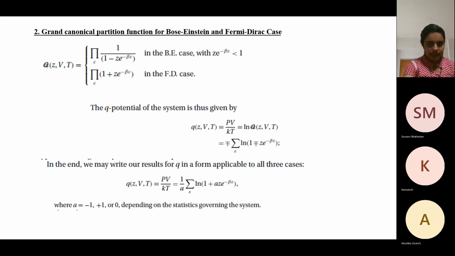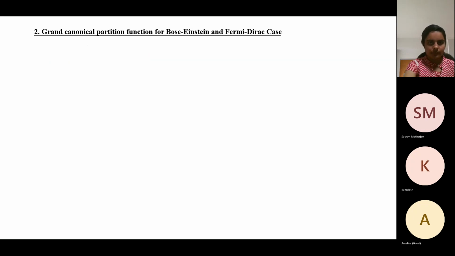So you can write it like this. Now this too is for the bosons and the fermions, and initially we have solved for the Maxwell-Boltzmann case. So if you generalize for all the three cases, you would get something like this, where A now can be -1 for the bosons, +1 for the fermions, and 0 for the Maxwell-Boltzmann case, right? Depending on what value of A you choose, your potential expression would accordingly change, right?